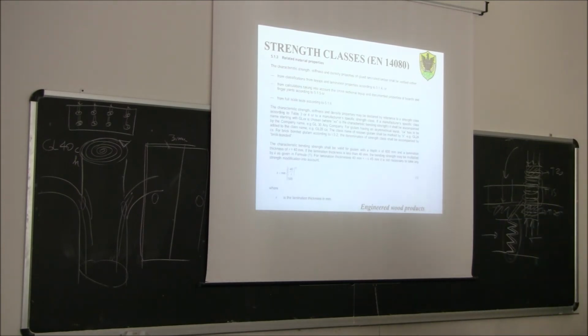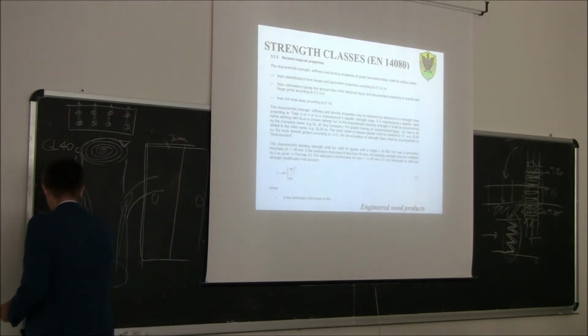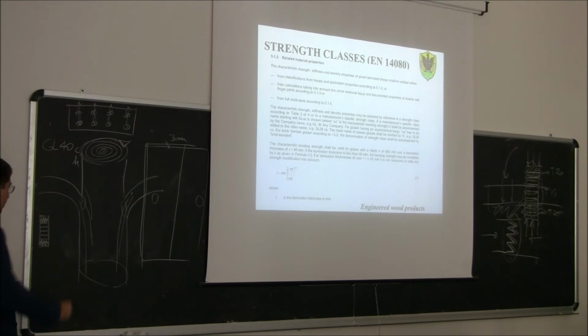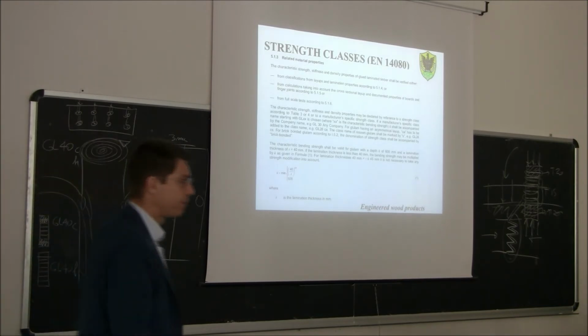Okay? So, just to memorize, the one where we have different strength classes of boards is combined. So this will be GL, for example, 40C. Instead, when we have the lamination all with the same strength class, this is GL40H. So homogeneous and combined. Okay?